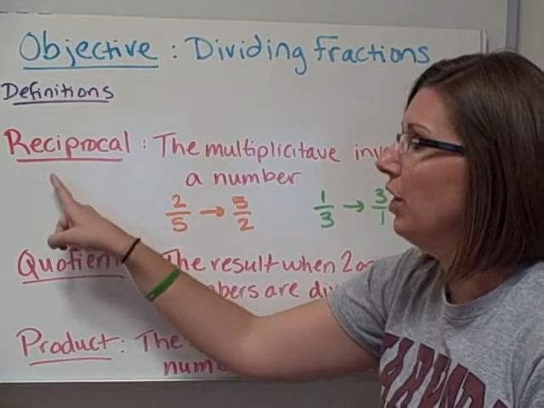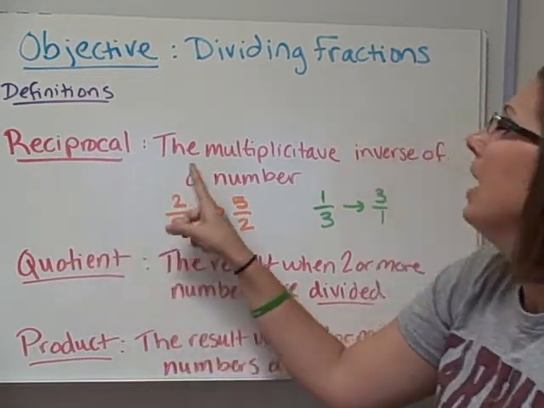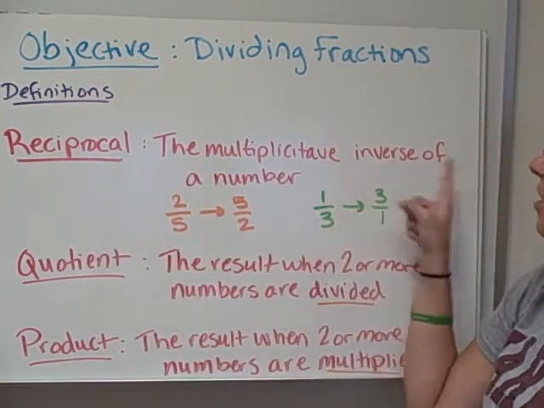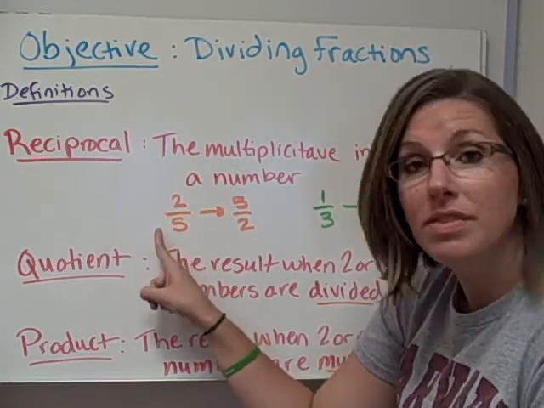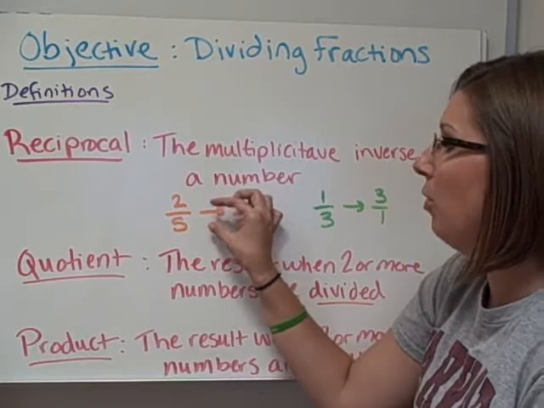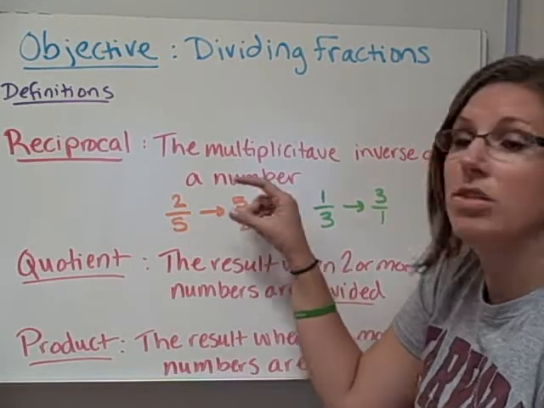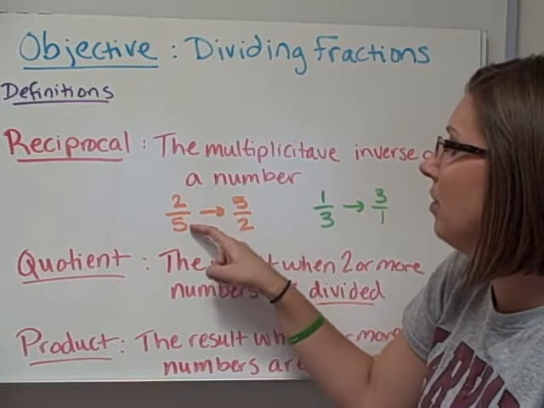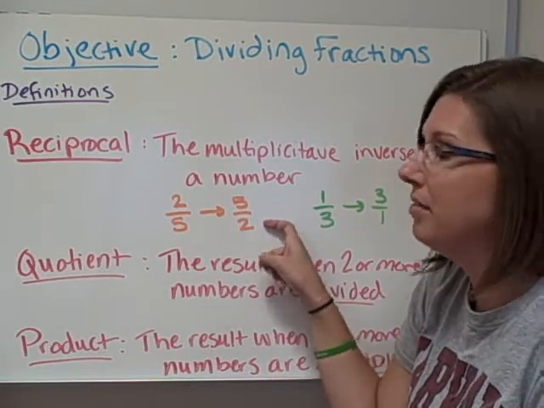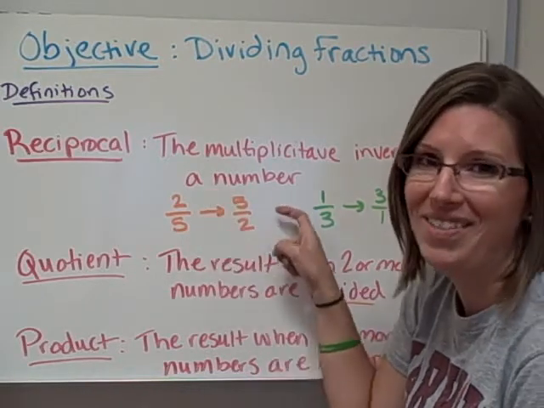Some definitions first. The reciprocal is the multiplicative inverse of a number. For example, if I give you the fraction 2/5, the reciprocal of that would be the inverse, so that number flipped over. And so the inverse of 2/5 is 5/2. The reciprocal of 2/5 is 5/2.